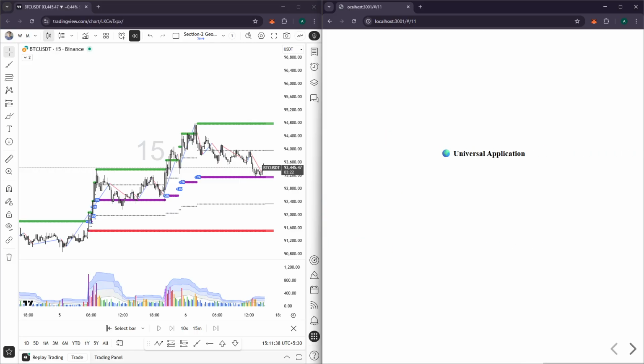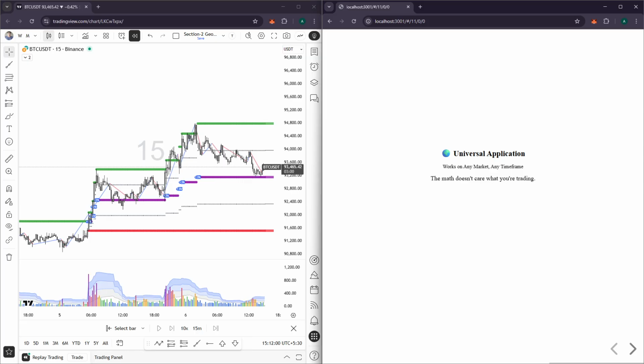Okay, and let me show you the settings quickly so you can choose how to use this indicator. But the math is math, guys. The levels are the levels, okay? And it is universally applied to all of the markets, okay? And any time frame.